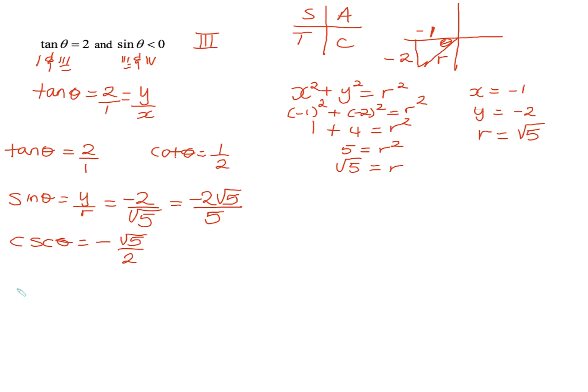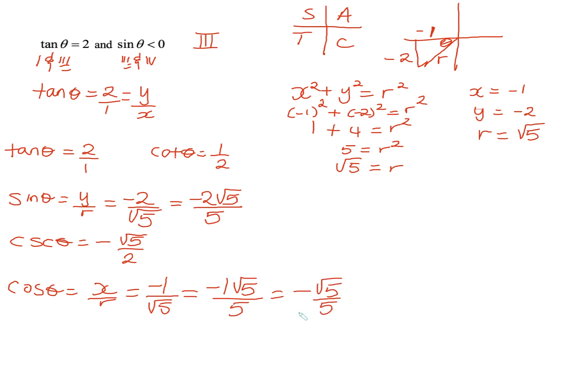Okay, let's get cosine. So your cosine theta is going to be x over r. Okay, what is x? X is -1. Your r is square root of 5. Okay, we're going to have to rationalize this. So this will be -1, and then this is the square root of 5 over 5. And you can write this as negative square root 5 over 5.